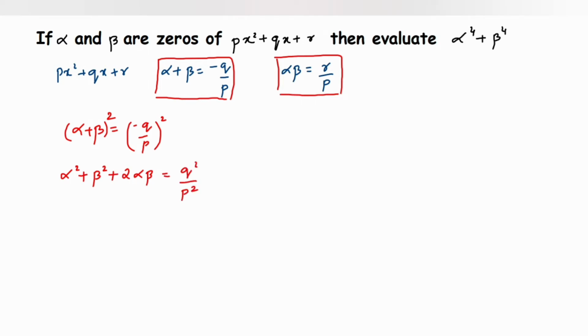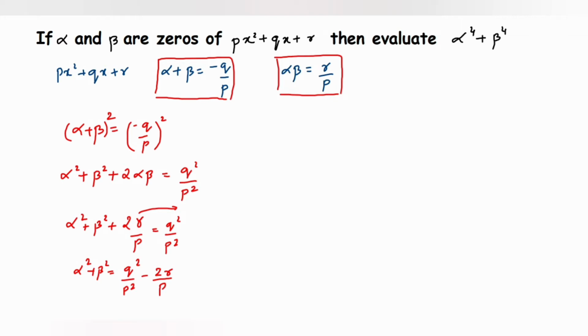square. Now we don't know the alpha square plus beta square value, so we'll write it down as it is. And we know the value of alpha into beta, it is equal to r upon p. So we'll substitute here. So we'll get 2 multiplied by r upon p is equal to q square upon p square. Now we'll transpose 2r upon p to the other side. We'll get alpha square plus beta square is equal to q square upon p square minus 2r upon p.